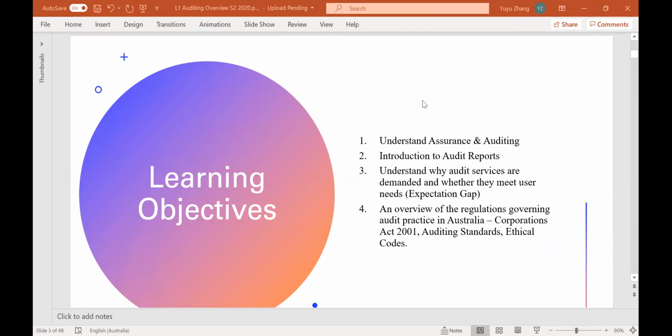In this class, we are going to have a basic understanding of audit and assurance services, and we are also going to introduce the audit report. We will discuss the expectation gap and why audit services are demanded. Finally, we will have a very short overview of the regulatory system regarding auditing in Australia.